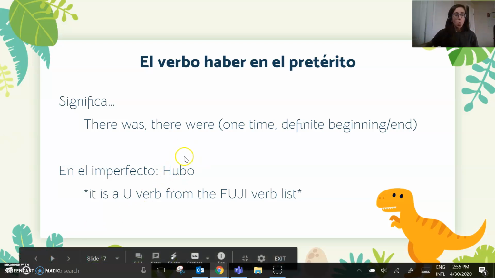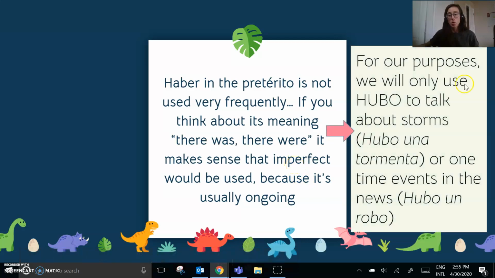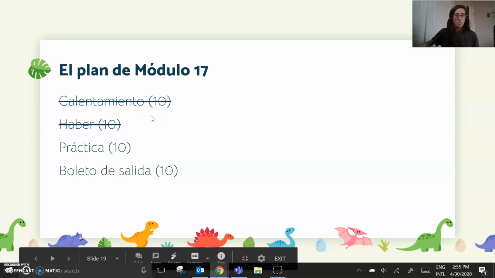So it becomes hubo. And it is only used, not very frequently, at least for our purposes in this course, to talk about storms. Like there was a storm last night, it began suddenly, or like events in the news. So if there was a robbery, you would say hubo un robo or something like that.